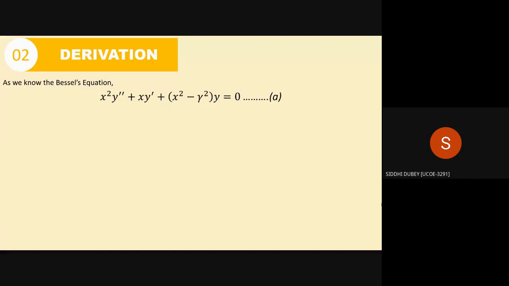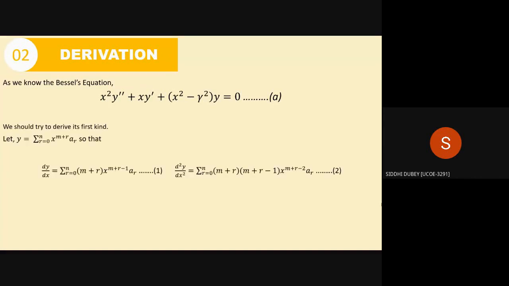As we have seen in the introduction, Bessel's equation is x square into the second derivative of y plus x into the first derivative of y plus (x square minus lambda square) into y equal to 0. We call it equation 1, equation A.